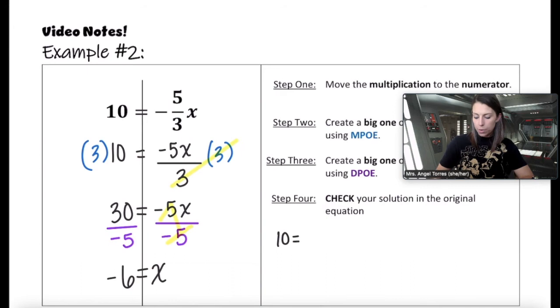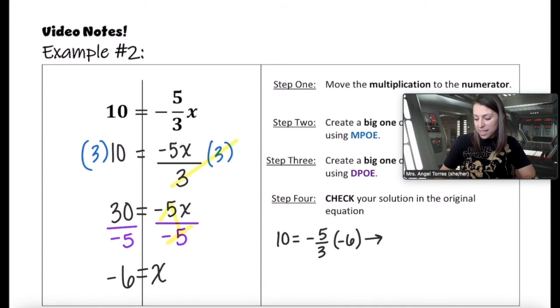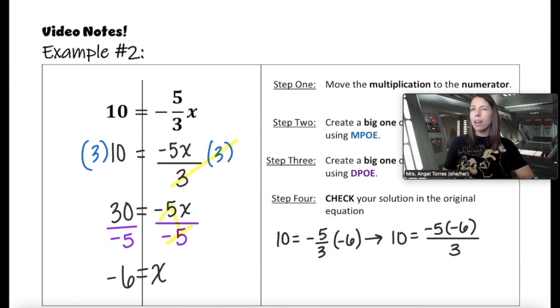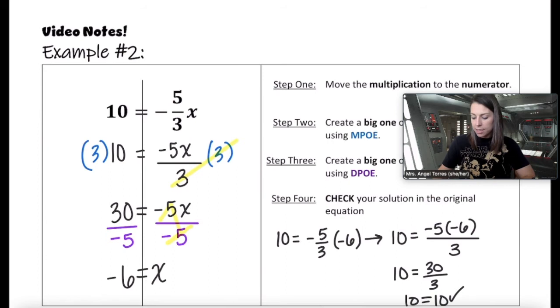10 equals -5/3 times -6. Just like with solving, step 1 is to move the multiplication into the numerator. So that means this is the same as 10 equals -5 times -6, all divided by 3. -5 times -6, that's +30. And 30 divided by 3 is 10, which means the solution to this equation is -6.